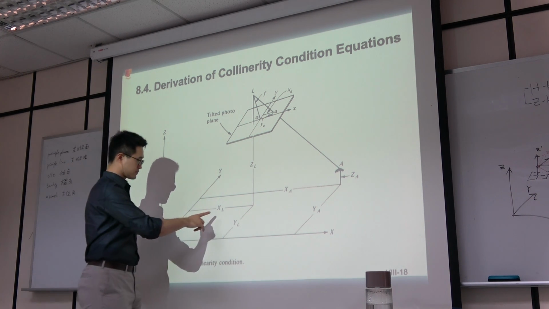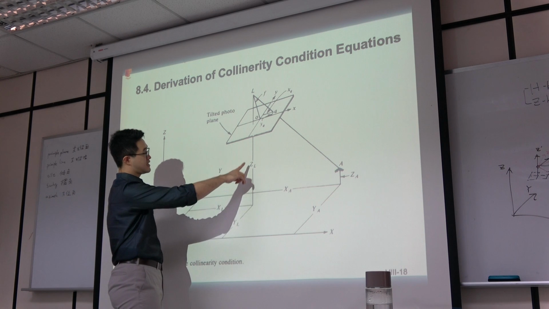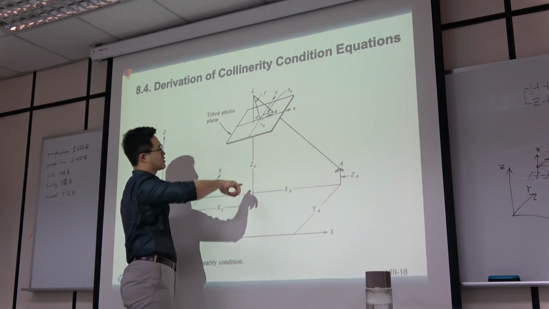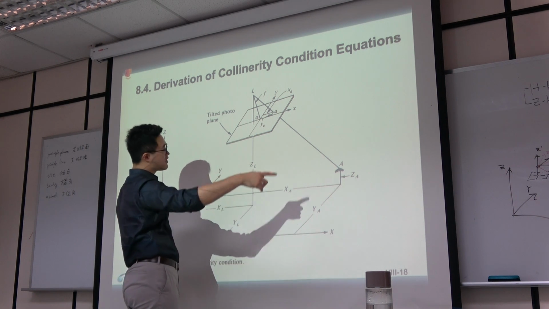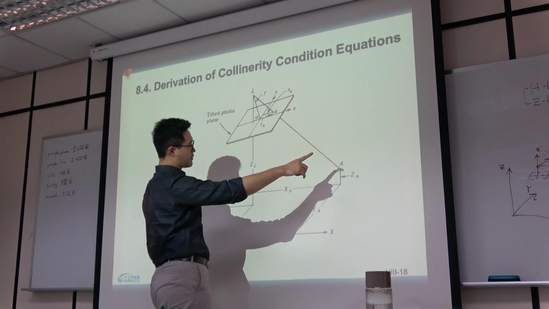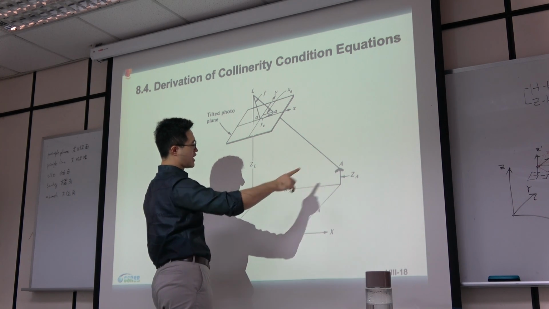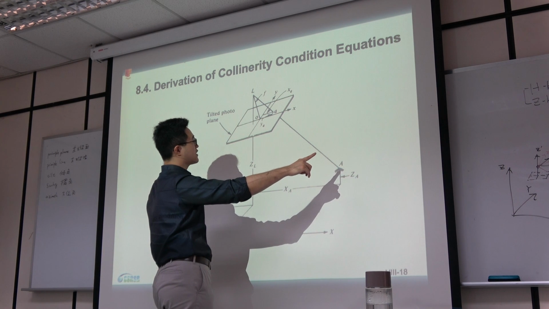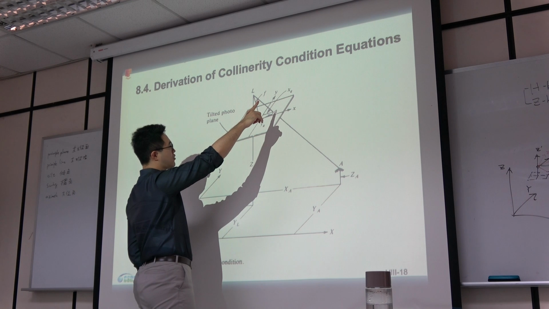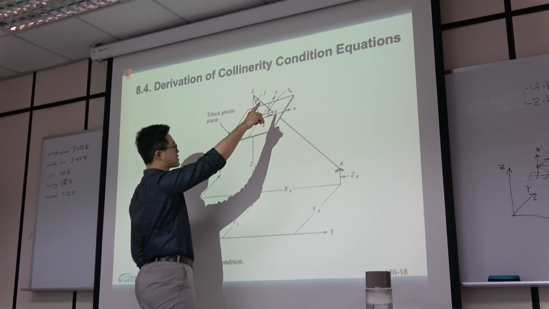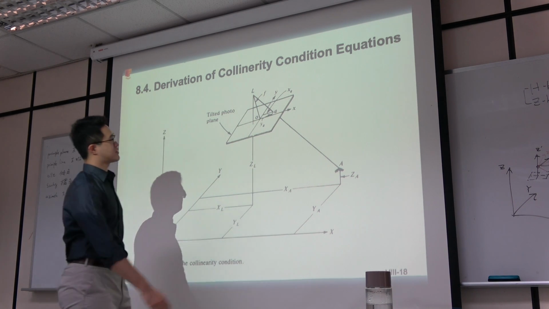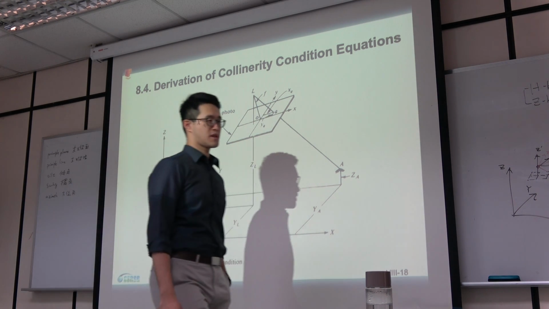And XL, YL, and ZL indicate the EOP location, the perspective center location. Here is the A point. I think later on we will use the A point as the example. So A point has XA, YA, and ZA. And if you project this A point to the image, then it appears here as the small a point, and you have xa and ya on the photo coordinate system. So those are the variables that we have.